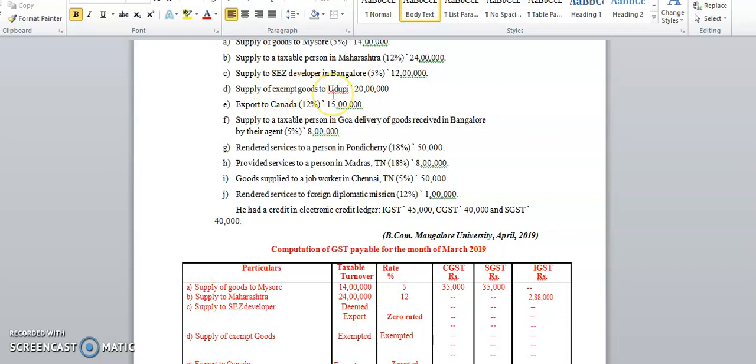Supply of exempted goods to Udupi. Goods have been supplied to Udupi. So within Karnataka, so it is intrastate supply. But you have to see the type of goods. So what type of goods? Whether it is taxable goods or exempt goods. So it is exempt goods. So the taxable turnover becomes exempted and rate as it is given in the problem. Since it is said to be exempted goods, you have to show it as exempted in the GST rate column.